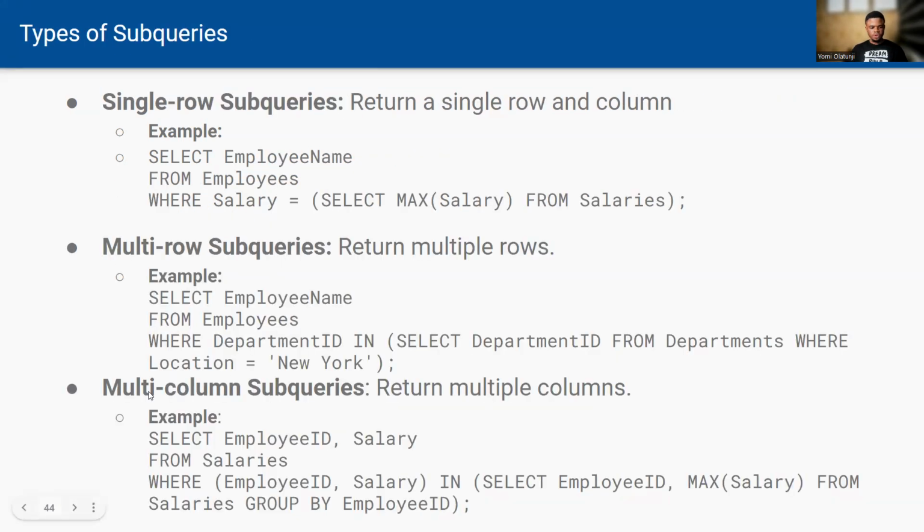Then we have the multi-column subquery. This particular one is not supported by all databases. It's supported by some of the databases, but not all. I know Oracle supports it. I'm not sure if Microsoft SQL supports it, but I'm sure Oracle supports this multi-column query. What it does is compare the ID and the salary to this ID and salary.